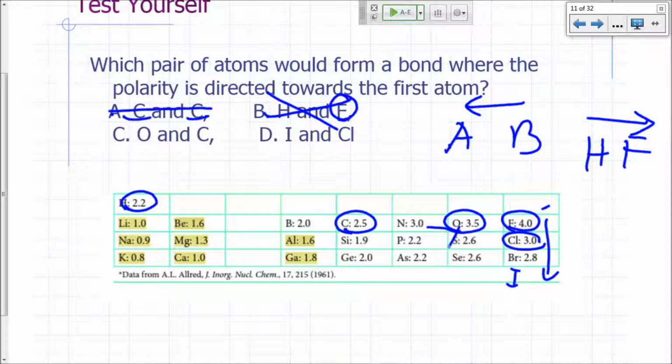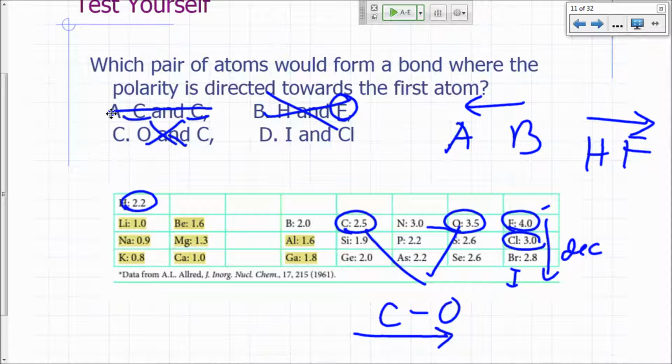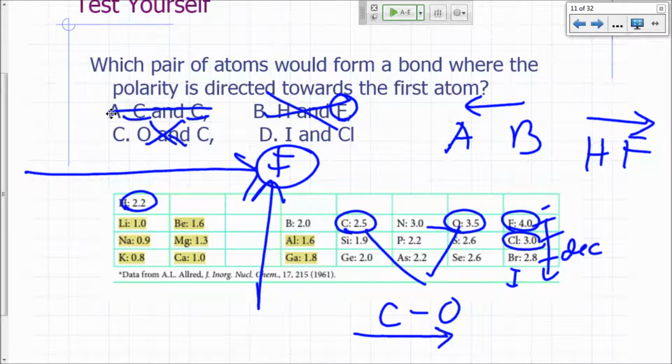O and C, which one's more electronegative? Oxygen, so polarity is towards oxygen, so it can't be C. I and Cl, what's the trend in electronegativity? Away from fluorine, it's decreasing electronegativity, right? So look, 4.0 to 3.0, 2.8, iodine, you expect that to have a lower electronegativity. Think of electronegativity as increasing towards fluorine. Fluorine is the most electronegative atom. So I and Cl, which one's more electronegative? Chlorine, so the polarity is towards chlorine.